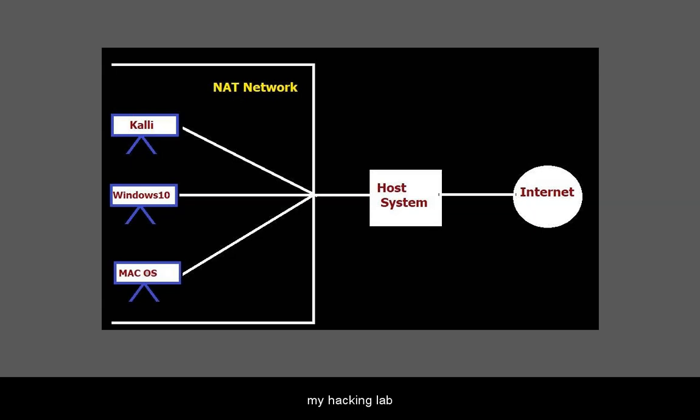In this setup, I will create a virtual network where my host system, which is my physical system, is going to be the router for this network, and all the virtual machines are going to be clients connected to this network. So they are going to get the internet connection from my host system, and this virtual network will rely on the connection of your host computer.